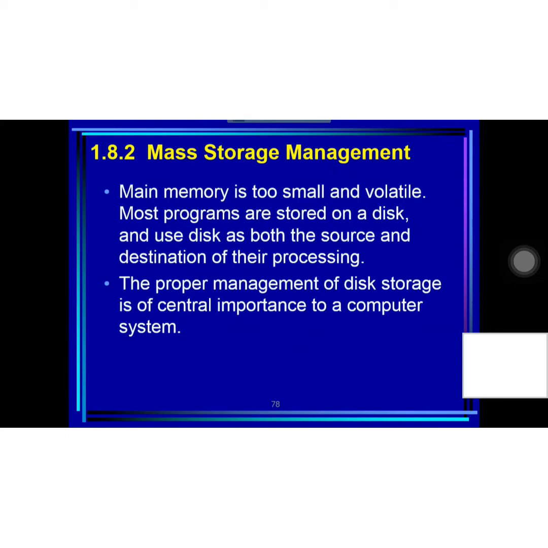Section 2. Mass storage management. As we have already seen, because main memory is too small to accommodate all data and programs, and because the data that it holds are lost when power is lost, the computer system must provide secondary storage to back up main memory. Most modern computer systems use disks as the principal online storage medium for both programs and data. Most programs, including compilers, assemblers, word processors, editors, and formatters, are stored on a disk until loaded into memory. They then use the disk as both the source and the destination of their processing.